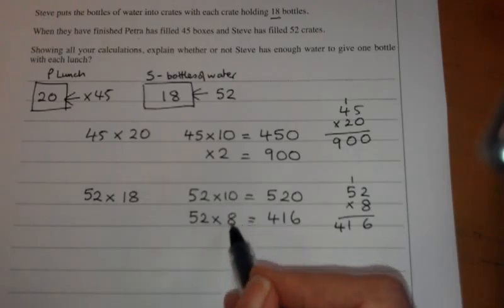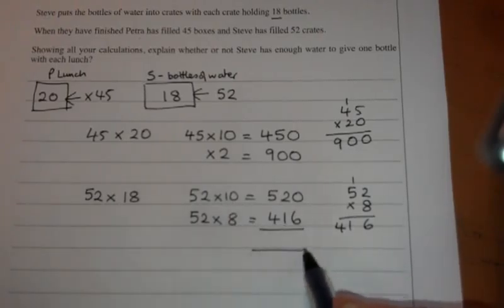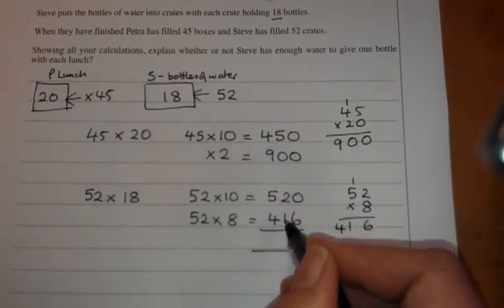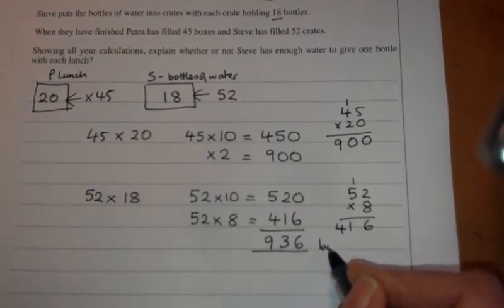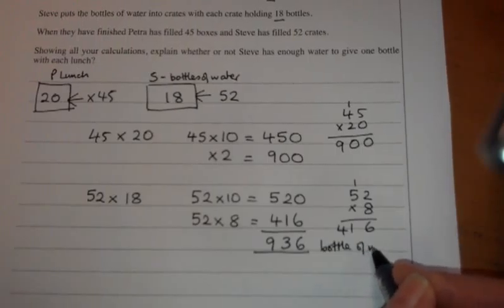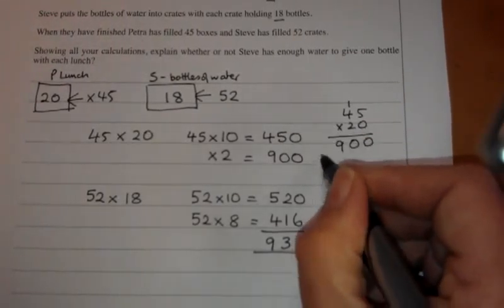Now that's times 10, that's times 8. We want 18, so add them together. We've got 6, 2 and 1 make 3. So we've got 936 bottles of water. And Petra's got 900 lunches.